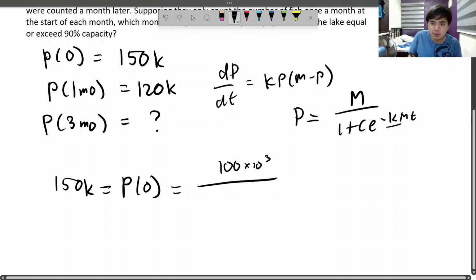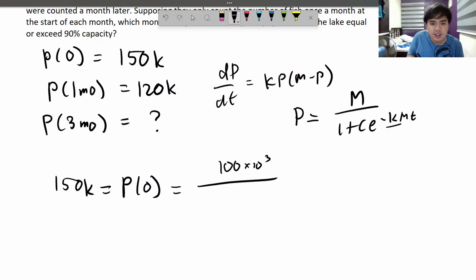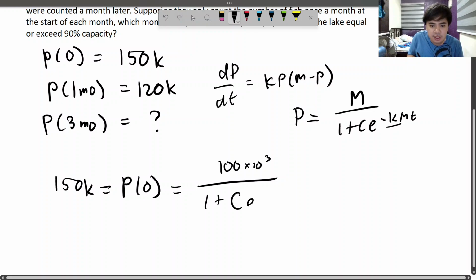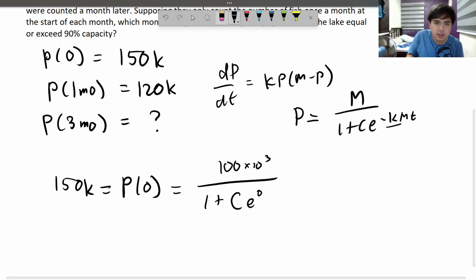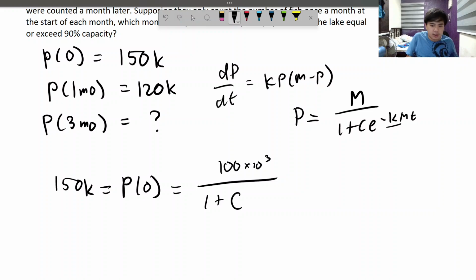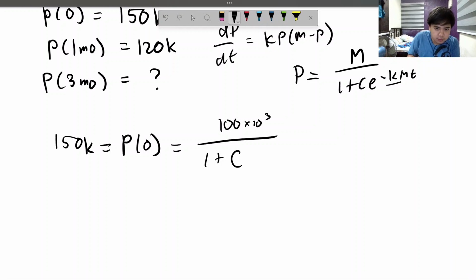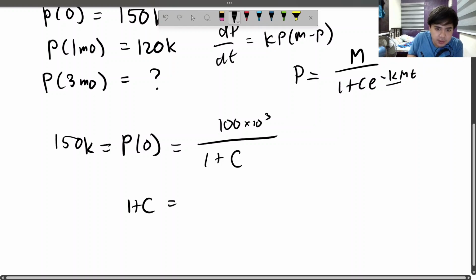Putting k here would confuse with this k, I don't want that. So 1 plus c times e to the 0. That's going to be 1, so we can just erase that. And we need to solve for c in this case. My method usually is to swap this c together, so 1 plus c equals 100 times 10 to the 3 over 150 times 10 to the 3. The k is confusing, I know.